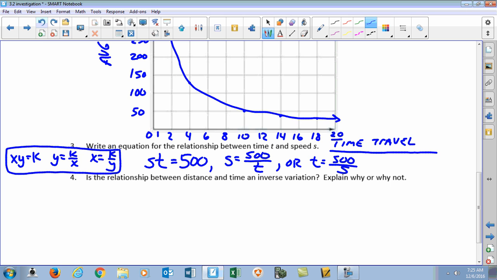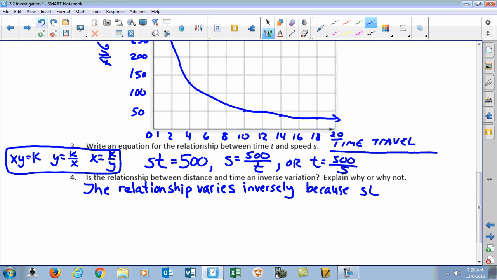And there's a relationship between distance, time and speed, and inverse variation. Explain why. So this is how we're going to explain it. The relationship varies inversely because s times t equals 500 for every value.